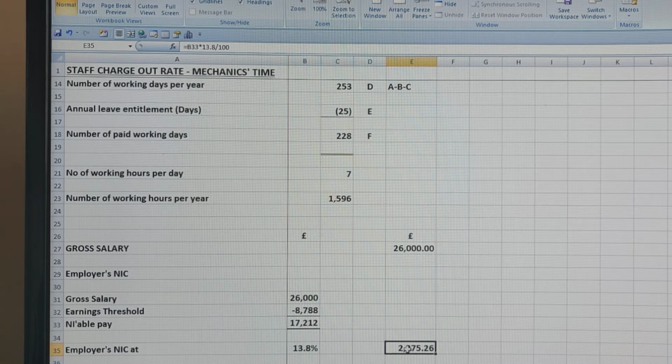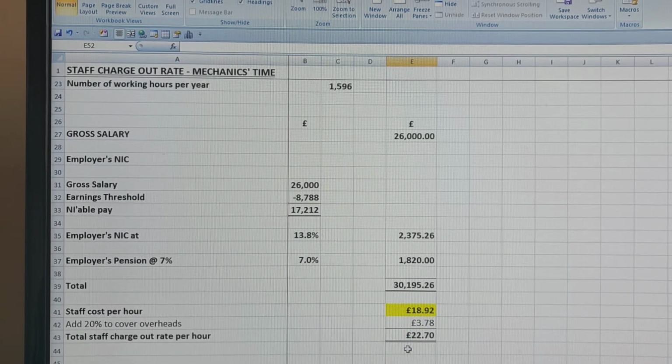That is a cost to the business. The employer also has to contribute 7% pension on behalf of the employee. That is another cost to the business. If you add all those things together, you get that the total cost of employing this mechanic is £30,195.96 for a whole year.